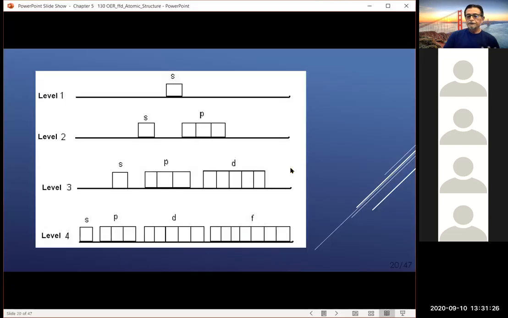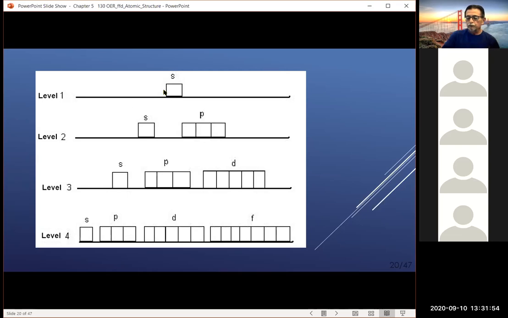All right, so this diagram here should really be flipped upside down, because you start with level 1 at the bottom and work your way up. Within each box represents the orbit, and each box can handle 2 electrons.